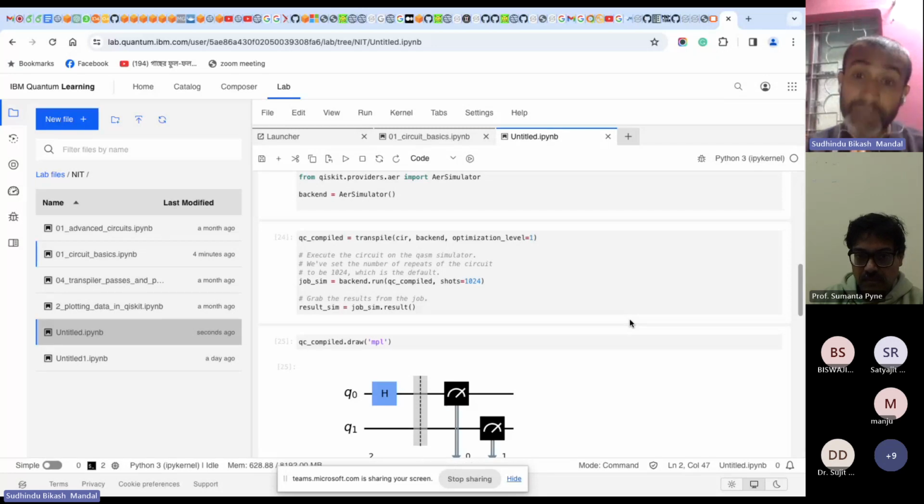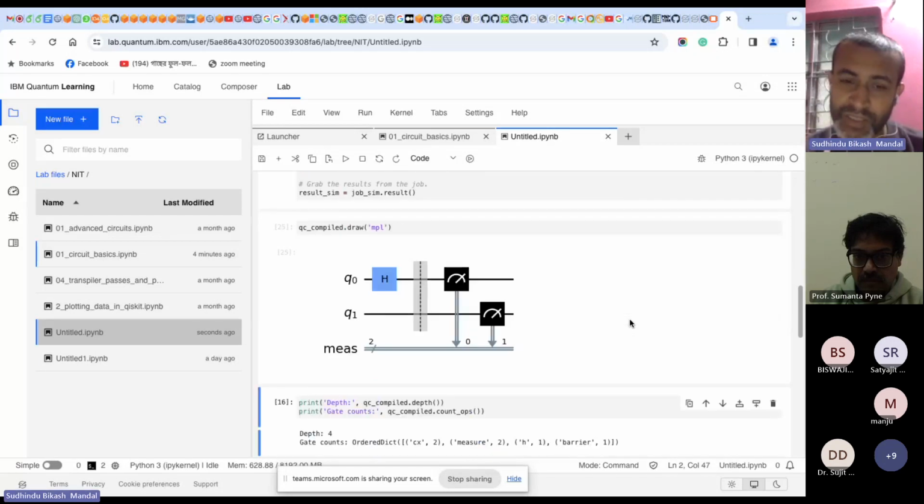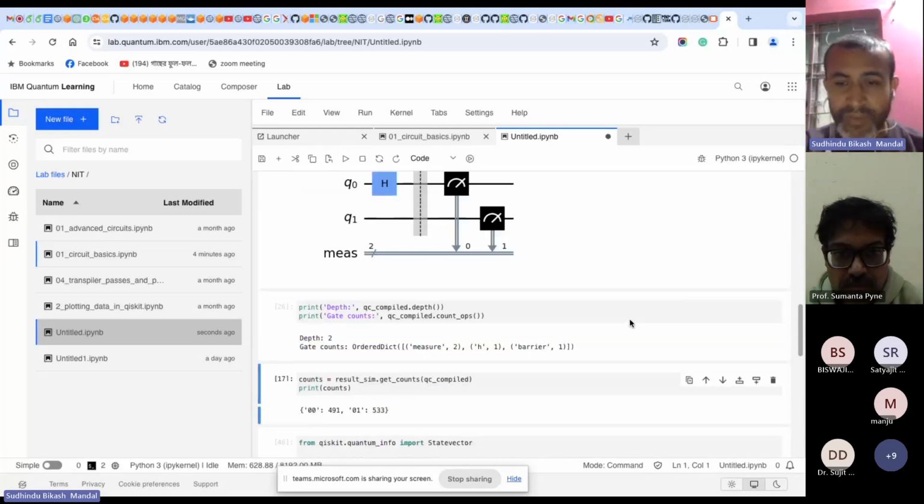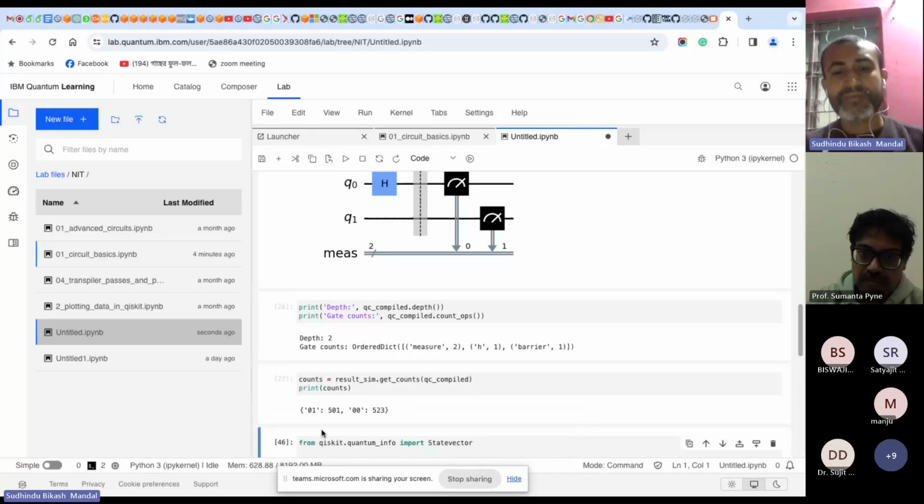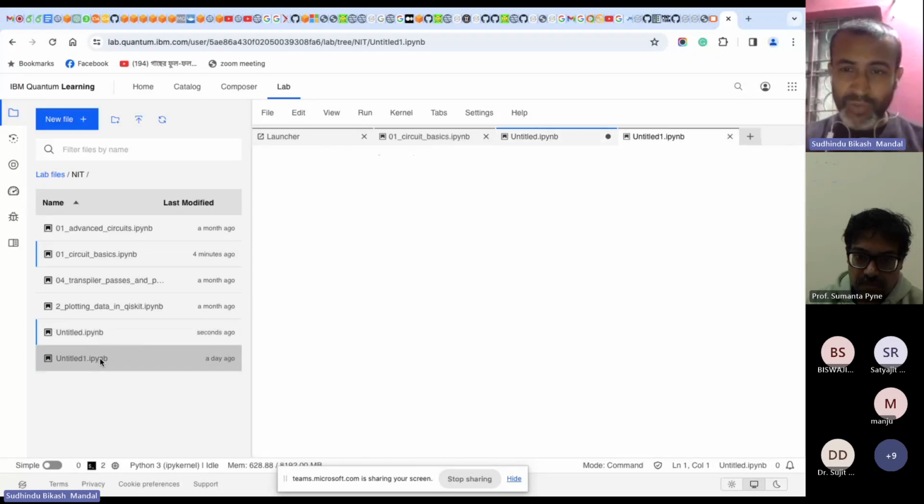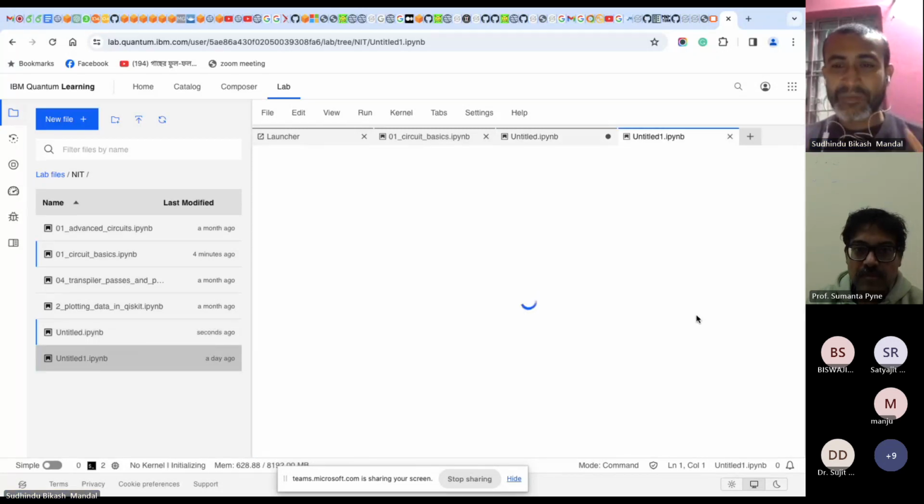And in optimization level 3, they use ZX calculus. Okay, by using this ZX calculus, they optimize it. And from here, you can see it's the same thing. There is no measurement, no CX gate, and outcomes will be the same. Okay. Last 1 minute I will take.